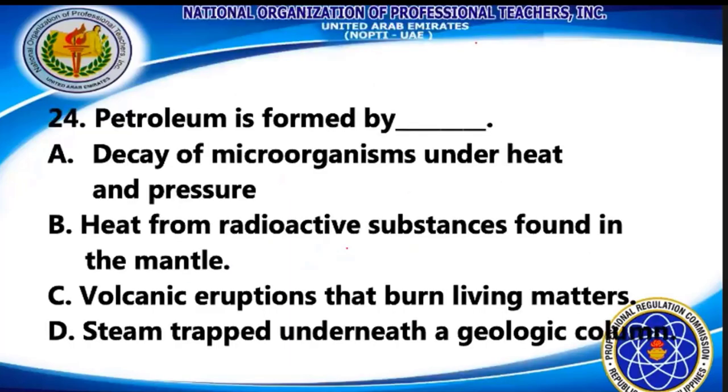24. Petroleum is formed by blank. Saan nanggagaling ang mga petroleum? Other term for petroleum ay crude oil. Okay, correct answer is letter A. It is coming from the decay of microorganisms under heat and pressure.